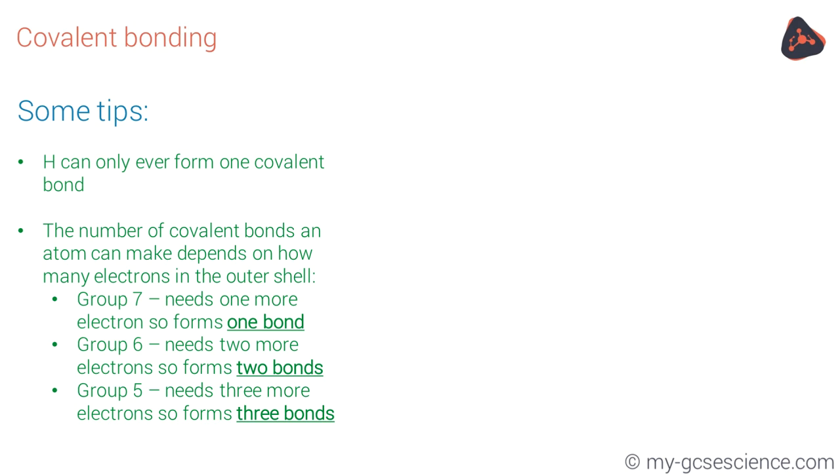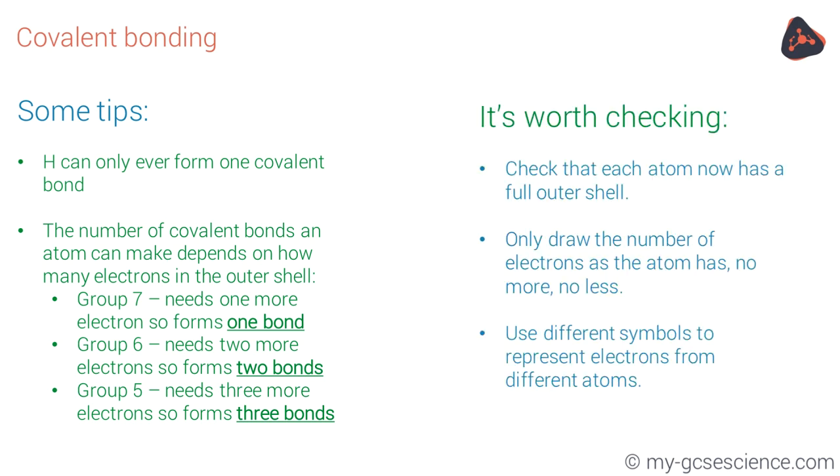Elements in group 7 will form 1 covalent bond, elements in group 6 will form 2 bonds, and elements in group 5 will form 3 bonds, because they need 3 electrons to complete their outer shell. Finally, when you think you've finished, double check the number of electrons you've drawn, and make sure you haven't added any extras or missed any out. Each atom should now have a full outer shell of 8 electrons, including the ones it shared, other than hydrogen of course, which has a full outer shell when it has 2 electrons.